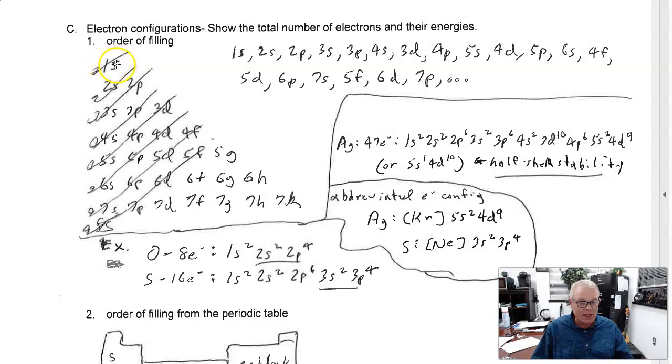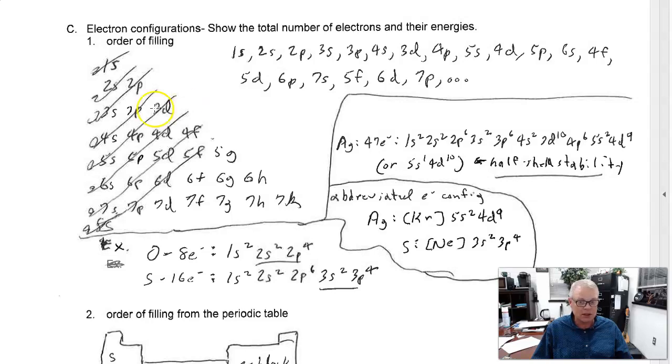So I can have a 1s, can I have a 1p? No, only 2 and higher can have a p. Can I have a 2s? Yes. Can I have a 2p? Yes. Can I have a 2d? No. Only energy shells 3 and higher can have a d, remember? 3s, 3p, 3d. Can I have a 3f? No, only 4 and higher can have an f.